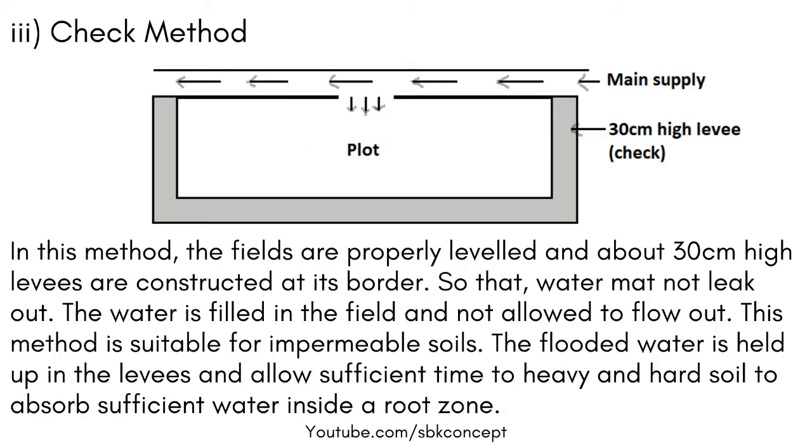Check method. In this method, the fields are properly leveled and about 30 cm high levees are constructed at its border so that water may not leak out. The water is filled in the field and not allowed to flow out. This method is suitable for impermeable soils. The flooded water is held up in the levees and allows sufficient time to heavy and hard soil to absorb sufficient water inside a root zone.